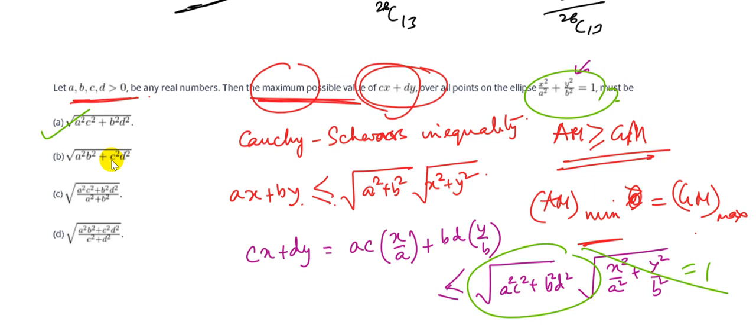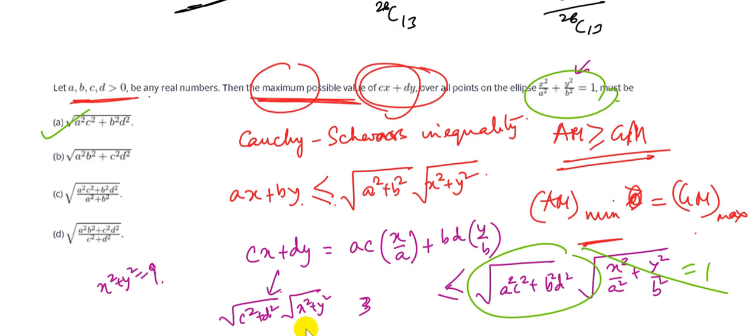Now, if the equation was given like this, let's say instead of an ellipse, it was given x square plus y square equal to 9. Can you tell me? Then obviously, sir, we can do that root under a square plus b square into root under x square plus y square. No, then from here I would have written root over c square plus d square into root over x square plus y square. And then I would have put this as 9. Correct.